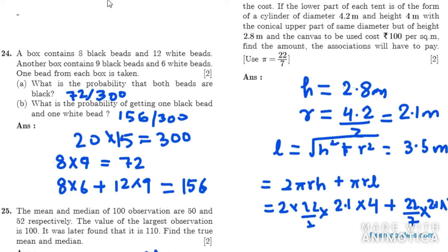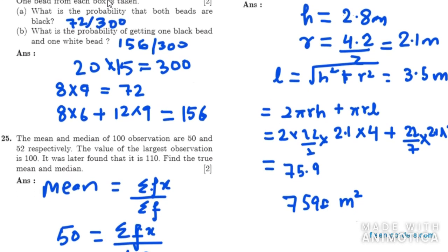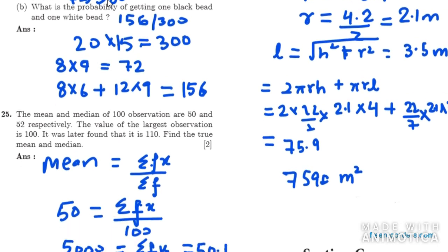So we need to find the cost. It will be 100 per square meter. First of all we need to write the area, that is 75.9. Now the area of 100 tents will be times 100, so that will be 7590 meter square. So this is the area. Now the cost per square meter is 100, so that value will be in rupees, so it will be 759,000.